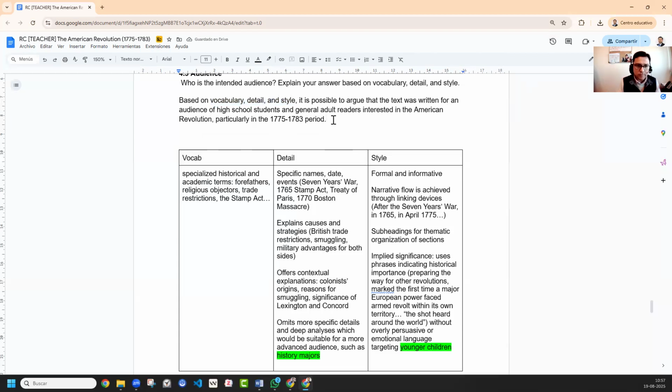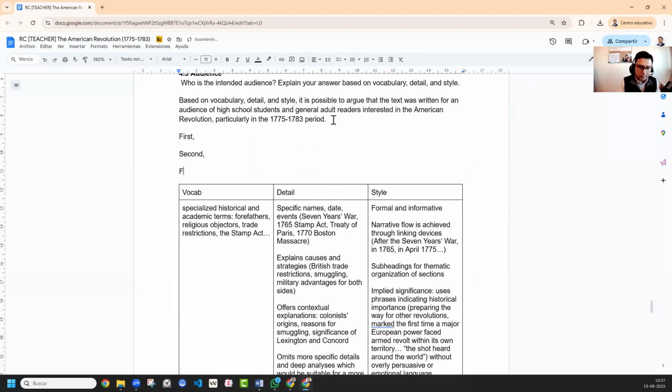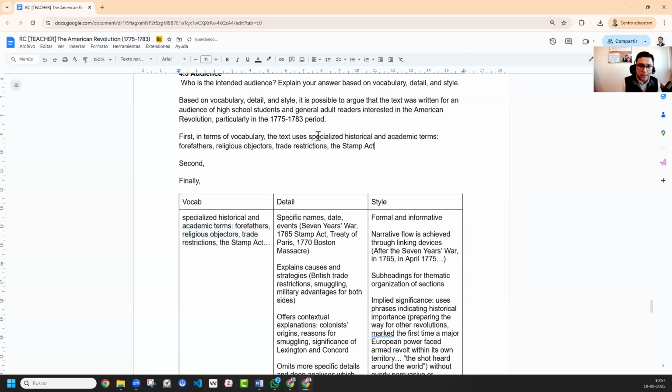Okay, so we're going to use organizers: first, second, and finally. This is a good way to structure your text, and we're going to divide it into paragraphs. First, in terms of vocabulary, the text uses, okay, now we're going to copy this, the text uses specialized historical and academic terms.